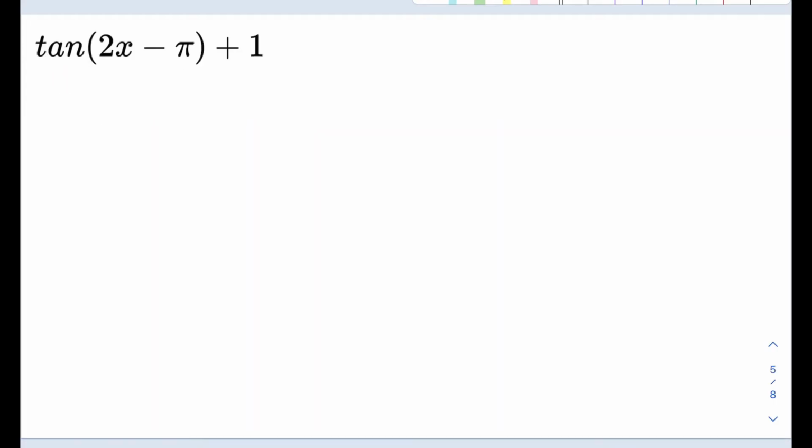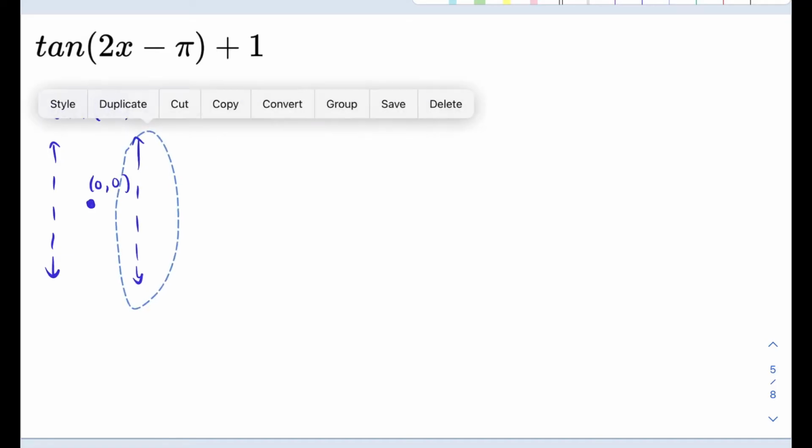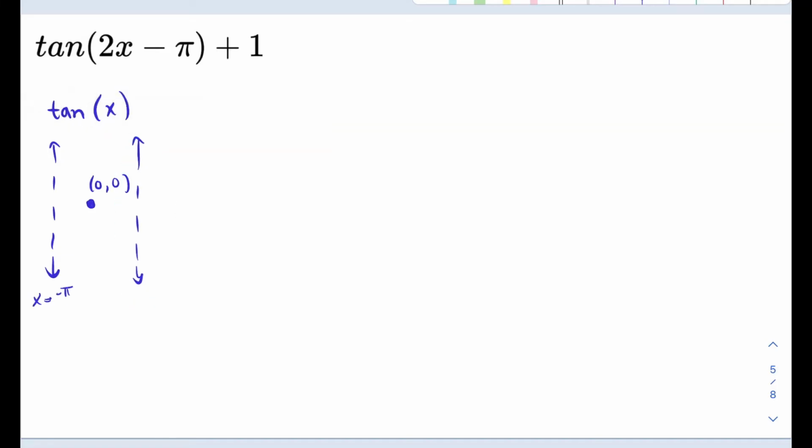So I got tangent of 2x minus pi plus 1. And so there's a couple things I need to find. I like to always just give myself a little sketch of the parent function so I can imagine it being moved around and such. So we've got our starting point at 0, 0 for the parent function. This probably needs to be moved over quite a bit. There we go. This will be x equals negative pi over 2, x equals pi over 2. And we're going to start down and then go up, over, and up. But now I need to think about the transformation.